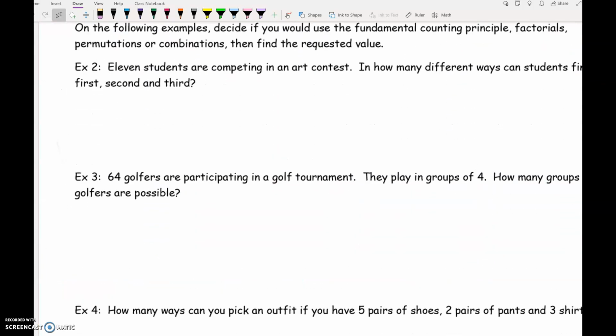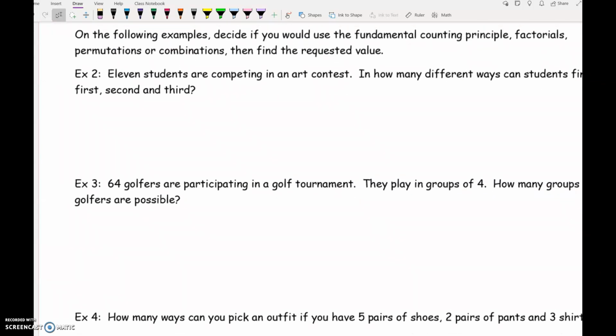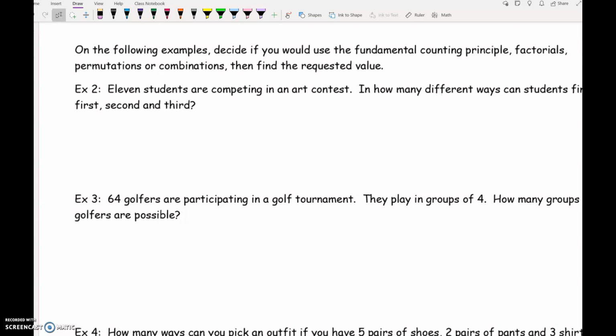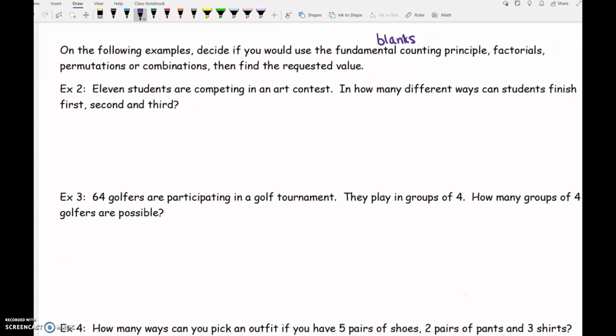So, yeah. On the following examples, let's decide if you would use the fundamental counting principle, which I kind of think of as the blanks. That's like the license plate or the outfits where you put blanks for each item and how many items go in each blank, and then you multiply them together. Just straight factorials, that's like a permutation where you want to arrange all of them. Permutations or combinations, and then find the requested value.